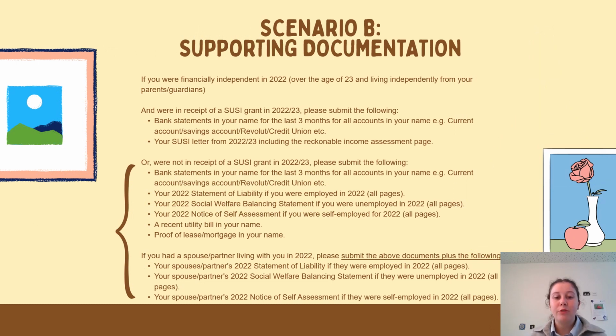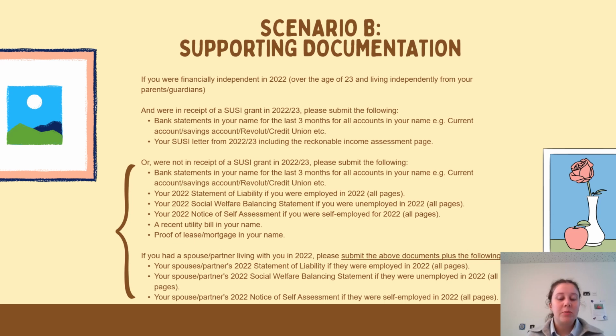Scenario B is for students who were financially independent in 2022. This means you were over the age of 23 and living independently from your parents or guardians outside of term time. So if that is you and you were on SUSI in 22-23, I need the exact same thing from you: 3 months recent bank statements, April, May, June of this year, plus your SUSI letter from 22-23, because that allocation was based on your income from the year 2022. So if you were on SUSI and financially independent, 3 months bank statements and your SUSI letter.